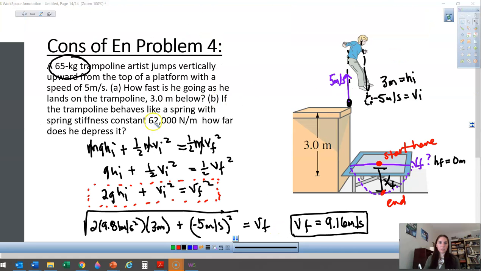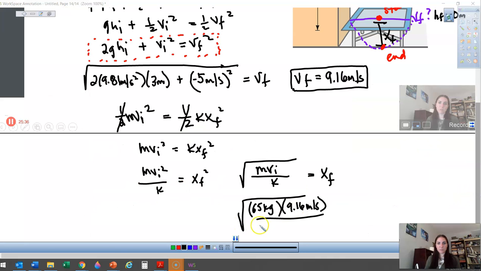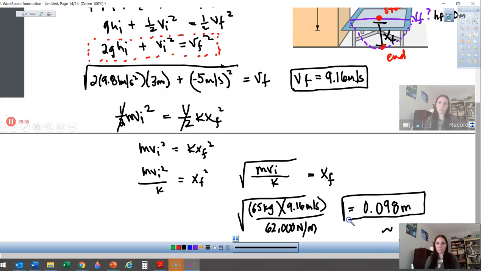Now, the k constant is this large number right here, so it's a pretty hard to move spring, which makes sense. And there we go, 65 times 9.16 divided by 62,000, square root the answer. Perfect. 0.098 meters. So this is the official answer. That's what you would type in, but just for perspective, this is 9.8 centimeters.